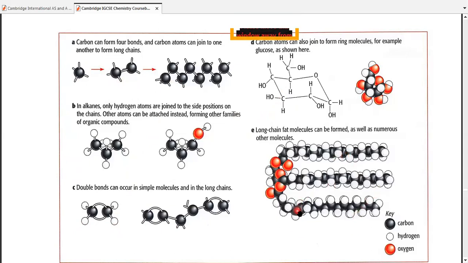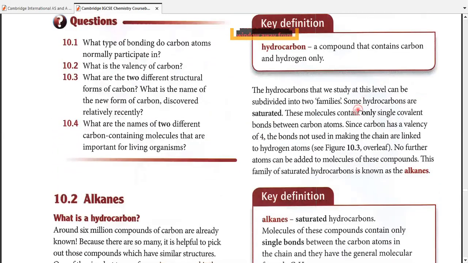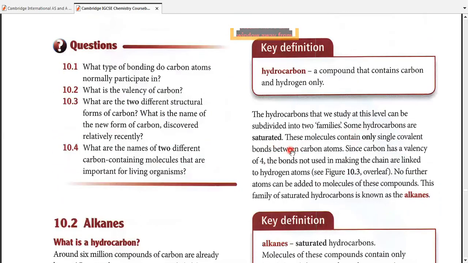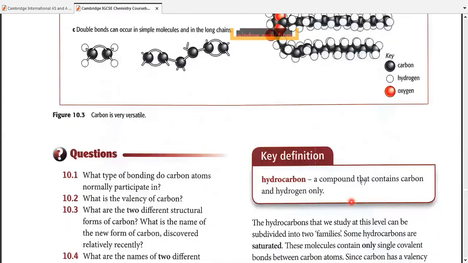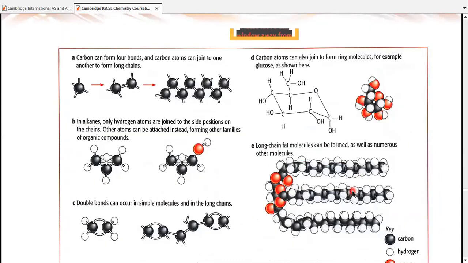Then moving on, we were supposed to study the types of hydrocarbons. So what we did is that we divided them into two basic families. One was saturated, the other one was unsaturated. Saturated was the one which only contained single covalent bonds, and unsaturated was the one which contained a double or a triple covalent bond.